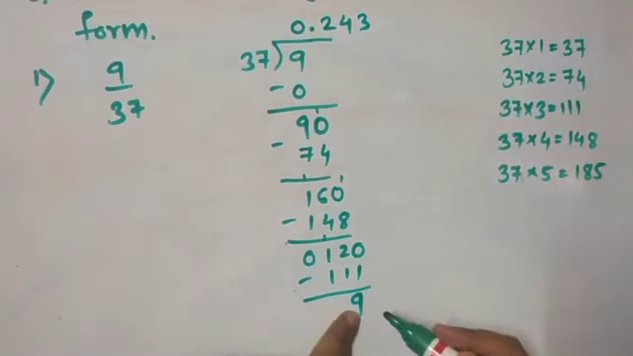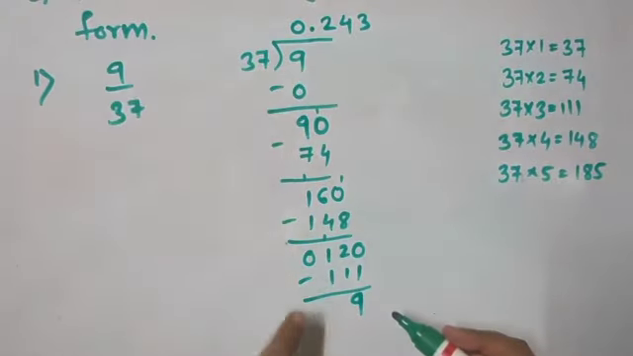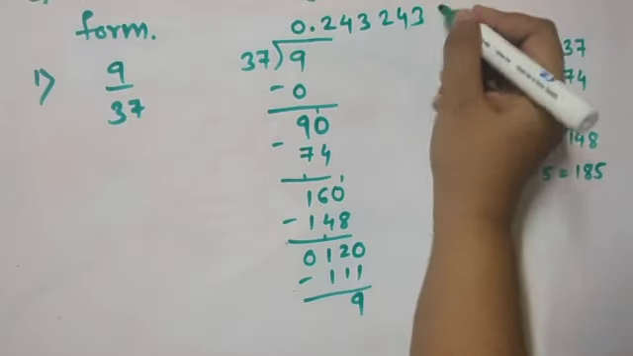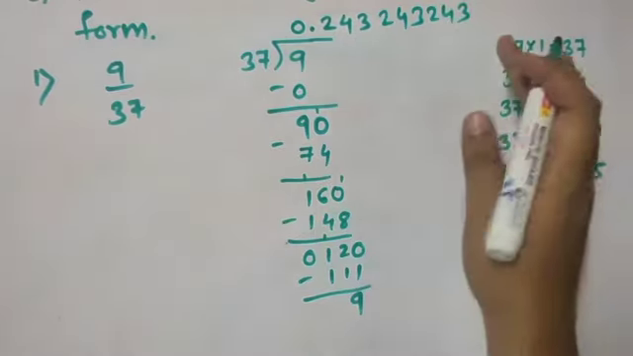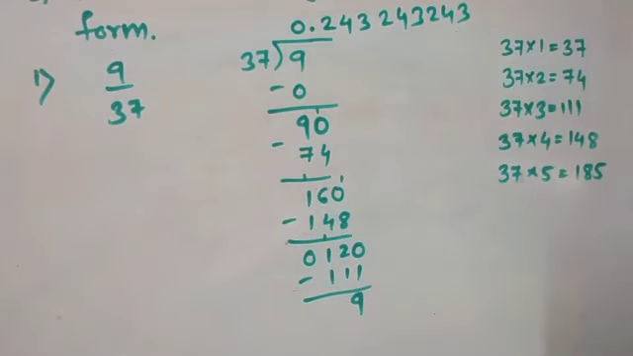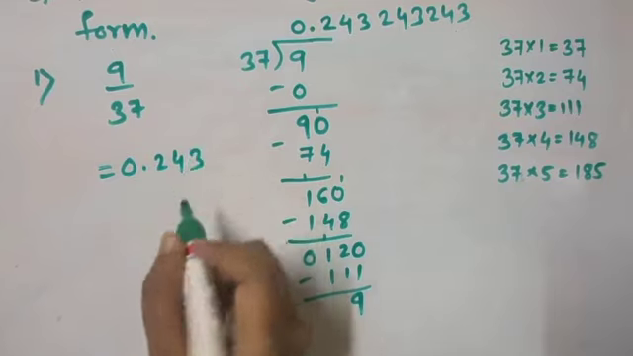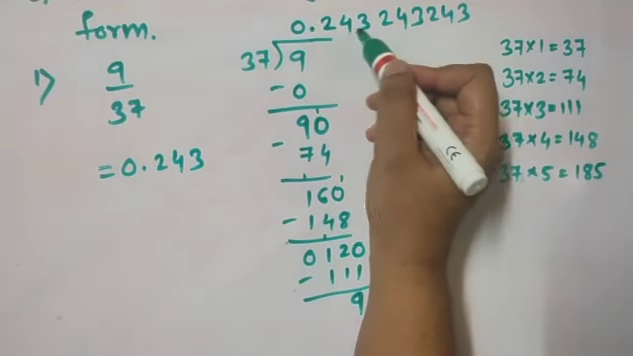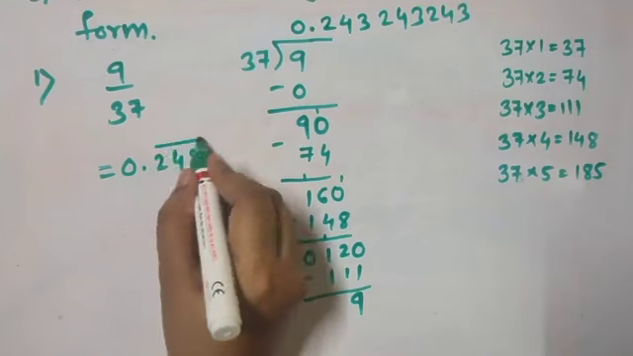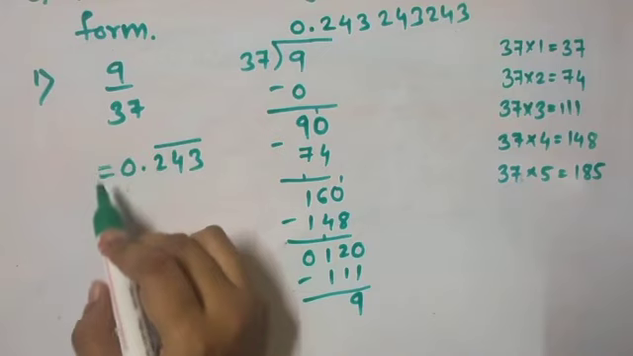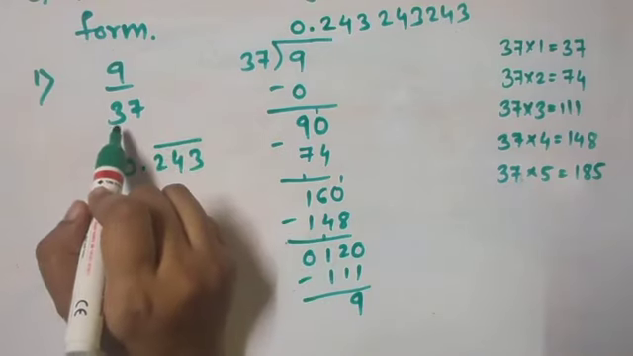Again we are getting 9 here. We started from 9 and now we are getting 9 again. So it will repeat. It will be 2 4 3, 2 4 3, if we divide again and again. So we are writing this like 0.243. Because 243 is repeating, we will take a bar here. 0.243 bar. This is the decimal representation of 9 upon 37.